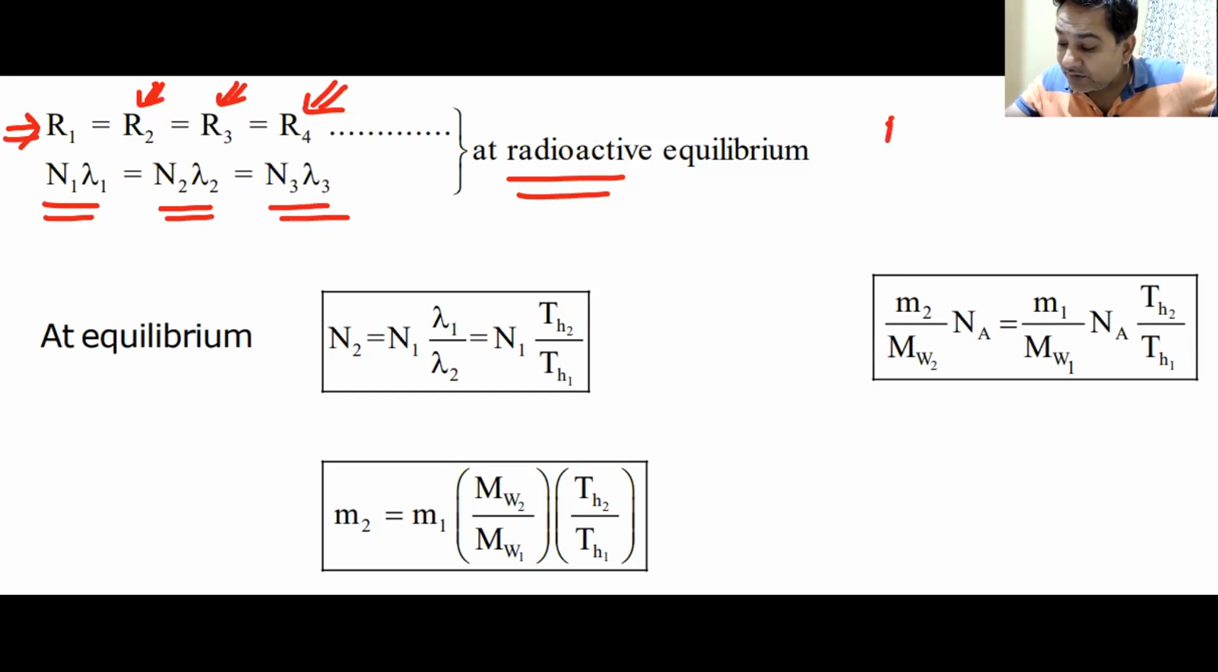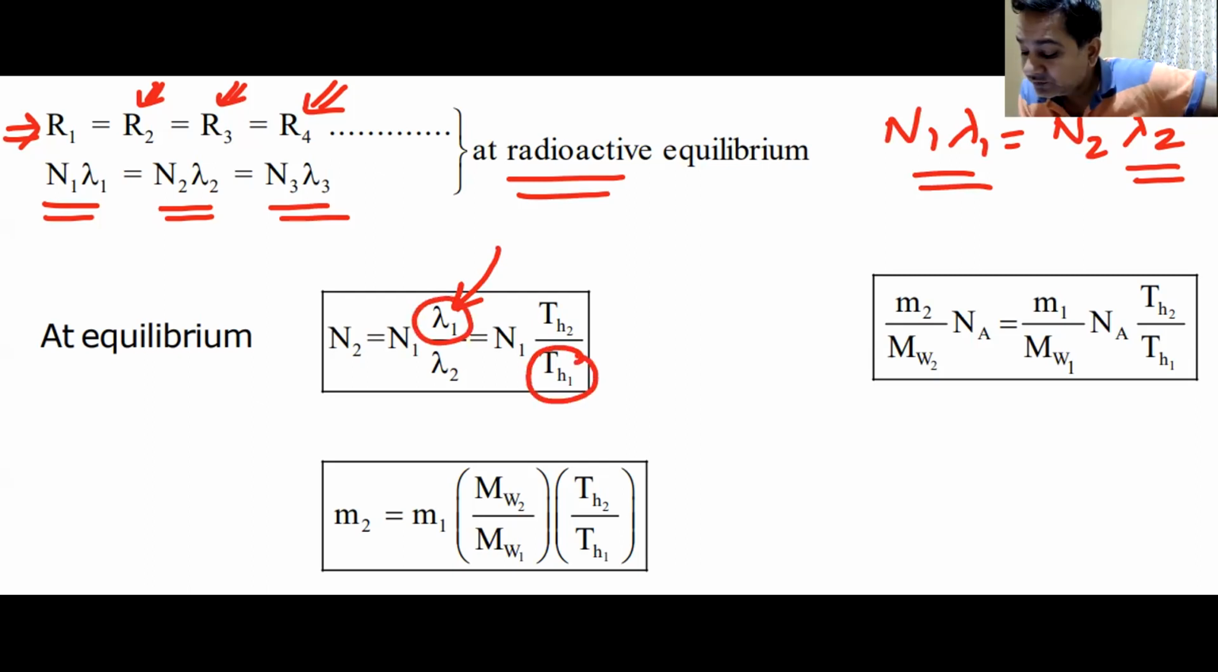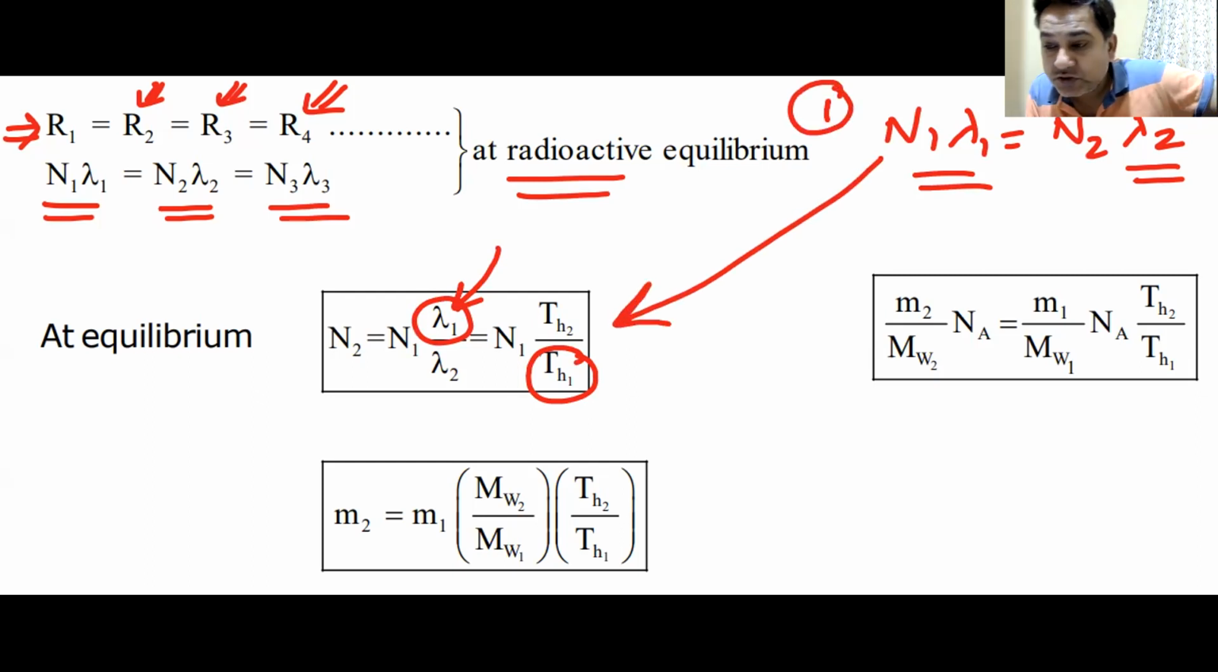N1 into lambda 1 is equal to N2 into lambda 2. From here, I can find the relation between N1 and N2. Yes or no? Yes, sir. When I get lambda 1 here, lambda 1 is 0.693 by T half. So I get lambda 1 here and I will get T half here. Yes or no? Yes, sir. Just remember this equation, which equation? Equation number 1, I will get to this equation number 2. Yes or no? Yes, sir.